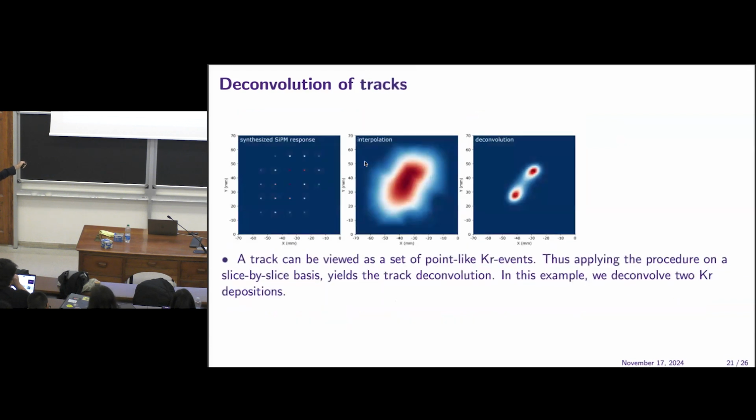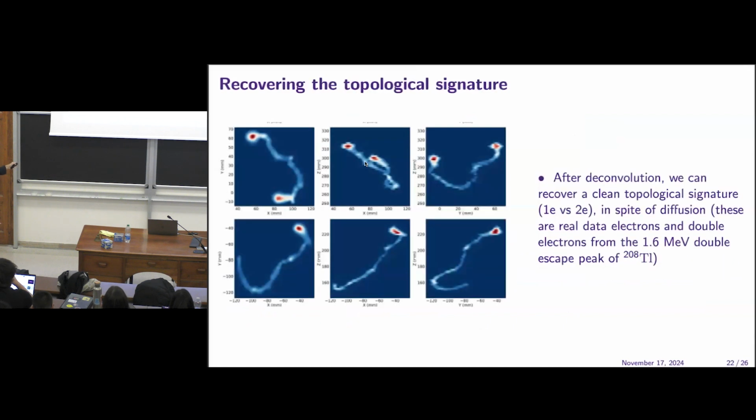Okay? Now, the next thing is you have two kryptons. One cloud, another cloud. Can you see them? Interpolation, deconvolution. Now, we keep going, and here you go. You recover the deconvolved, beautiful tracks. And you can see, to answer your question, I am able to see loops.